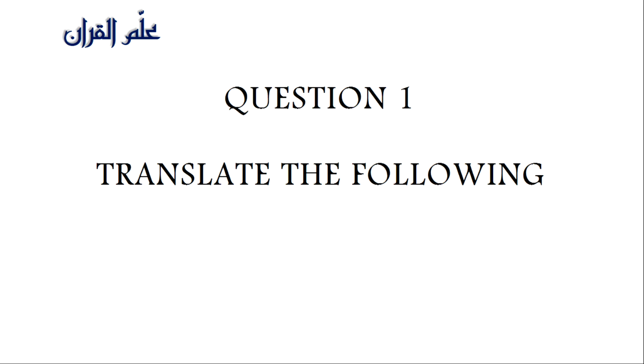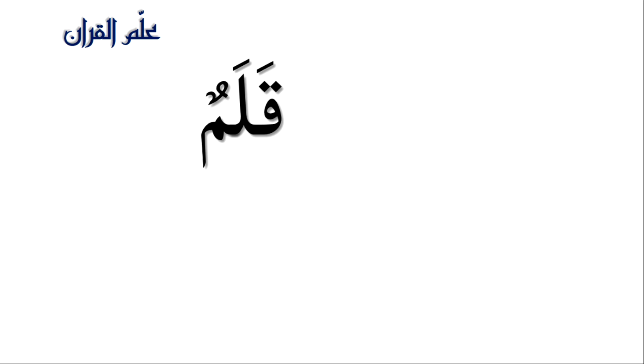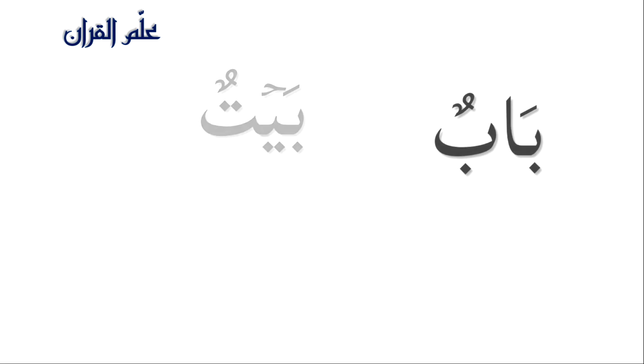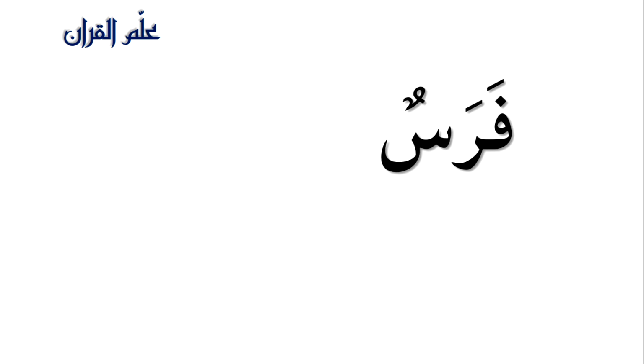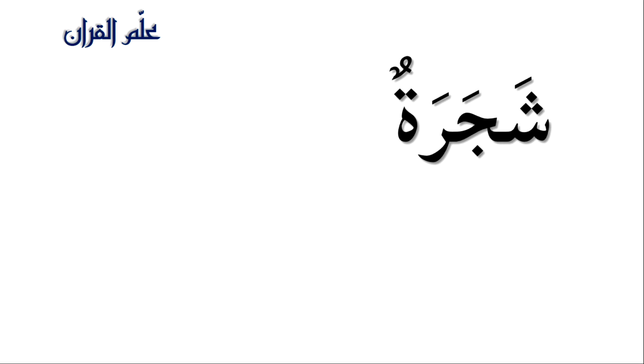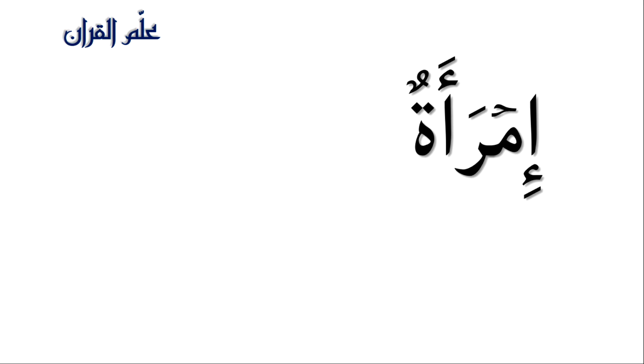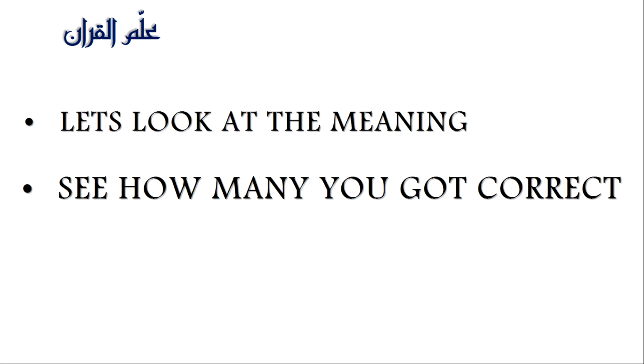Question number 1. Translate the following. قلم، بيت، باب، حجرة، كتاب، فرس، كلب، شاة، شجرة، أم، امرأة. So now let's look at the meaning and see how many you got correct.